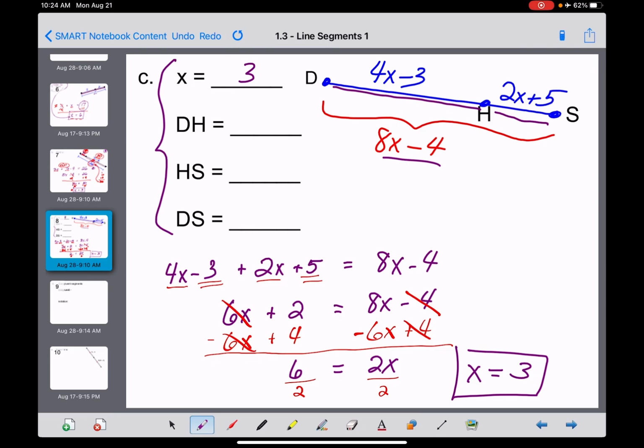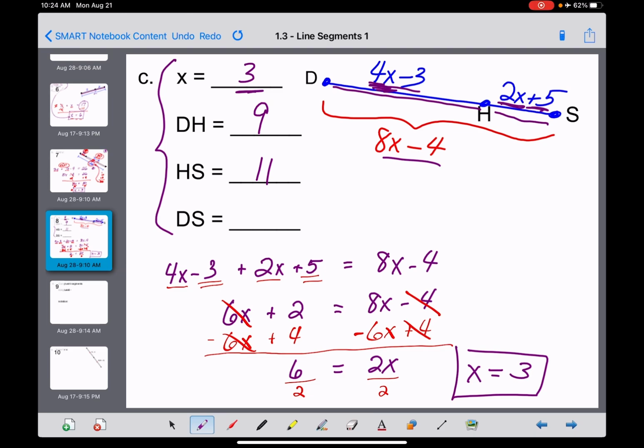We believe that x is equal to 3. Let's see what that does for our individual segment measures. Again, we read this right here as the measure of segment DH. So here we go. DH is 4x minus 3. So 4 times an x value of 3 is 12. 12 minus 3 is going to get us 9 for the measure of DH. How about HS over here? That's going to be 2 times 3, which is 6, and 6 plus 5 is 11.